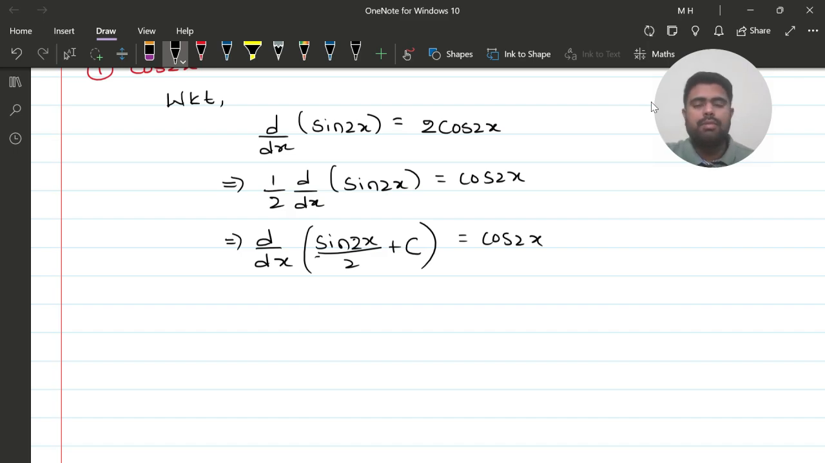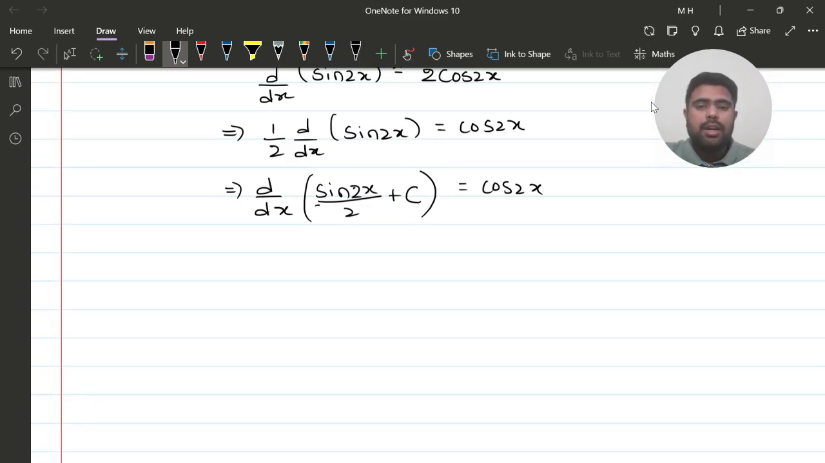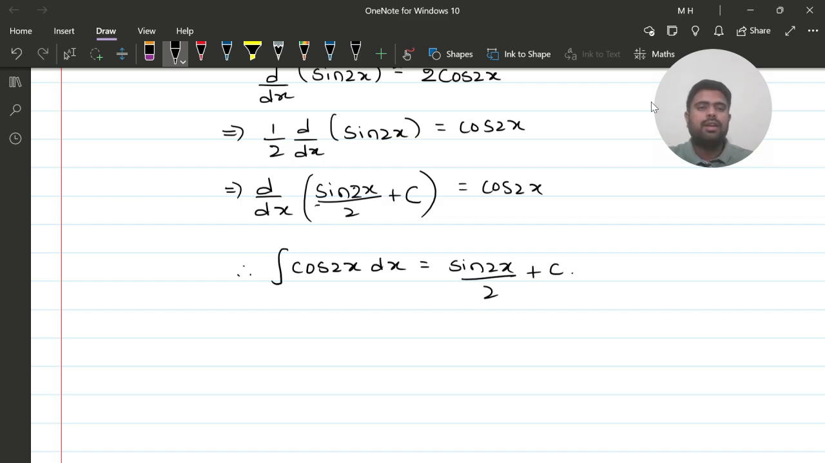Okay, I will get the same derivative, that is cos 2x. That is, when we differentiate sin 2x by 2 plus c, we get cos 2x. Therefore, when we integrate cos 2x, I will get sin 2x divided by 2 plus c. So the integral of cos 2x dx is sin 2x by 2 plus c. Or the integral can also be called the antiderivative. So the antiderivative of cos 2x dx is sin 2x divided by 2 plus c.